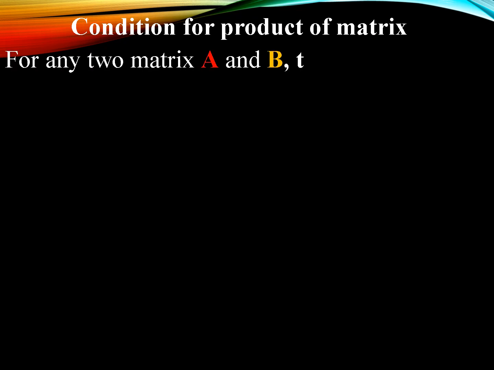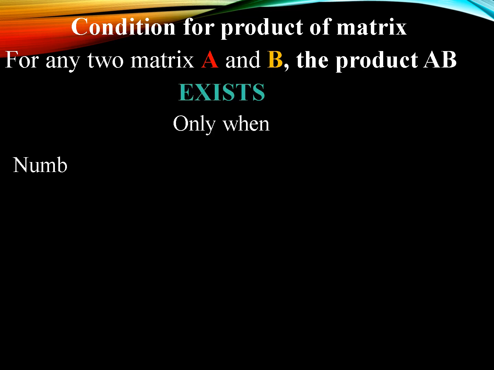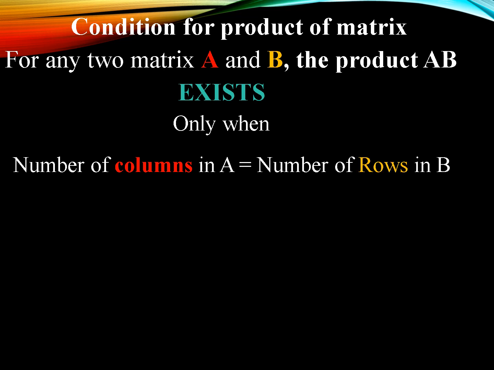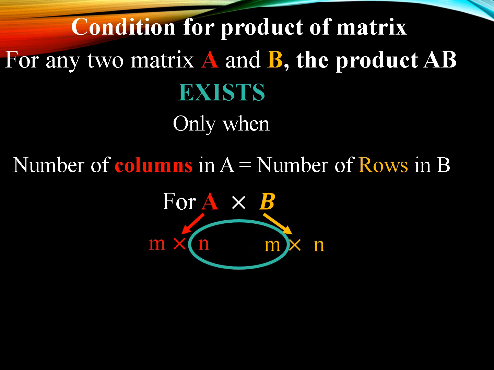Multiplication of matrices. For any two matrices A and B, the product AB exists only if the number of columns in A is equal to the number of rows in B. Suppose for AB, if A is a matrix of order m into n and B is also a matrix of order m into n, then n of A should be equal to m of B for AB to exist. Otherwise, the product AB will not exist.